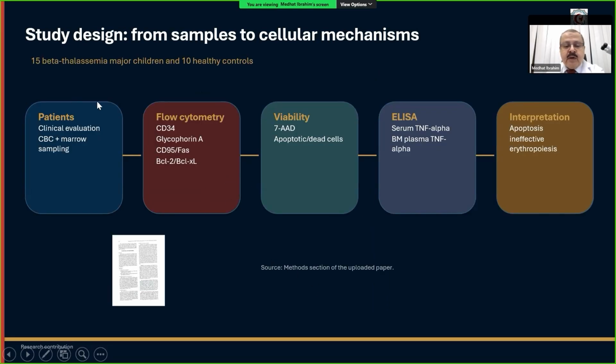Just to show you the amount of the work, he did flow cytometry using anti-CD34 as a marker for the stem cells, anti-glycophorin A as a marker of erythroid precursors, anti-CD95, which is the apoptotic marker, and also he did intracellular BCL2 and BCLX staining, which are anti-apoptotic markers.